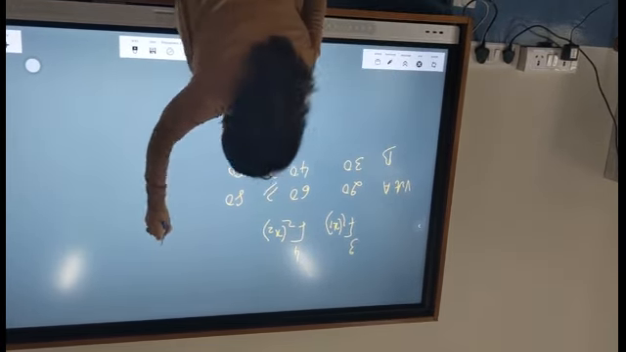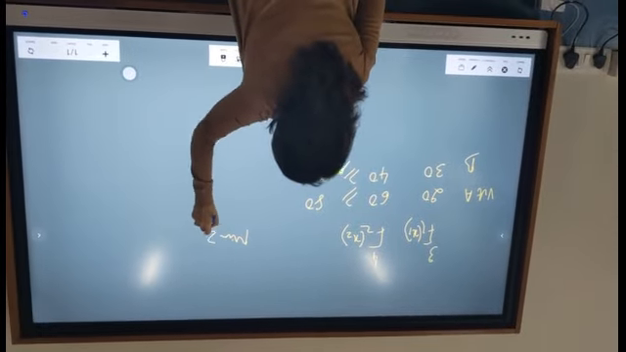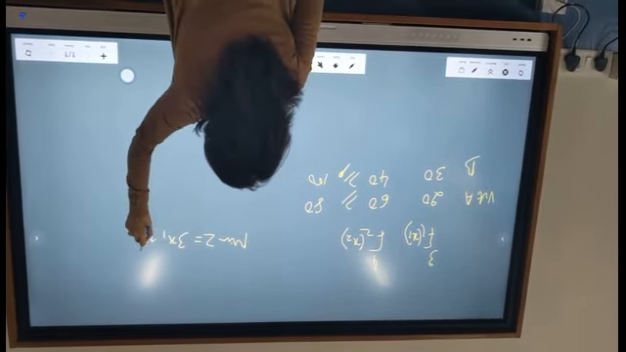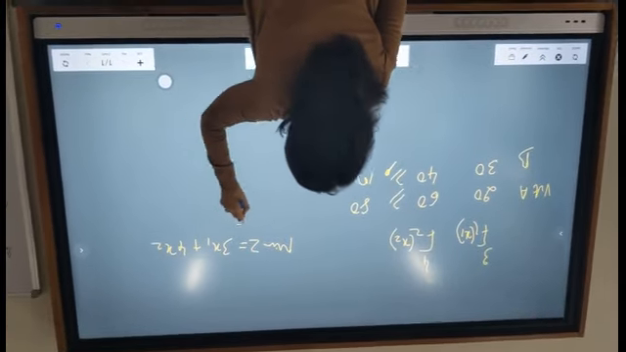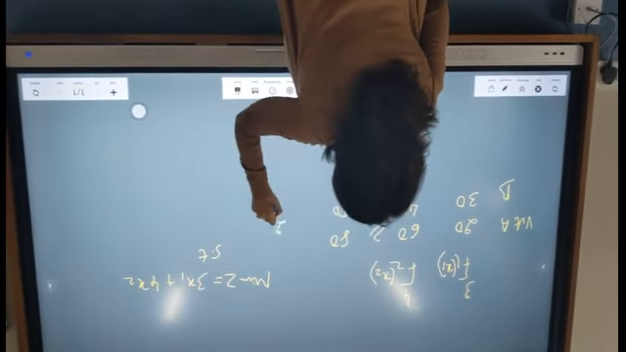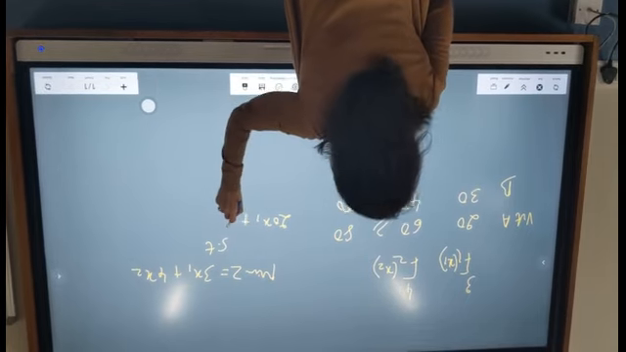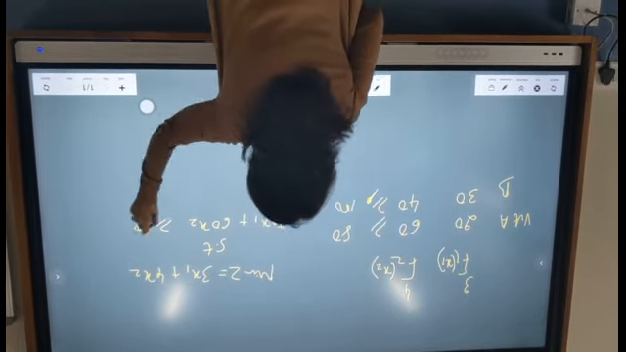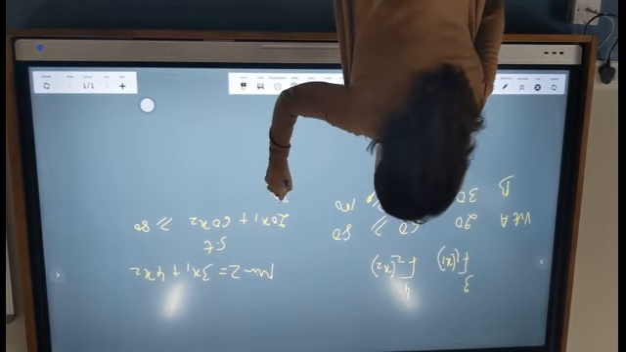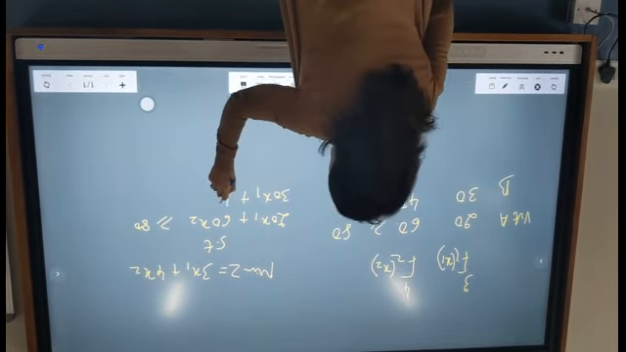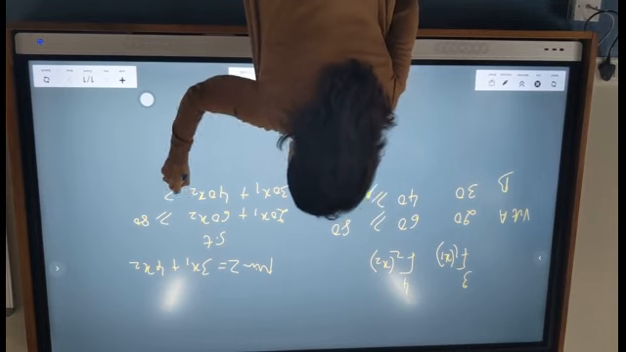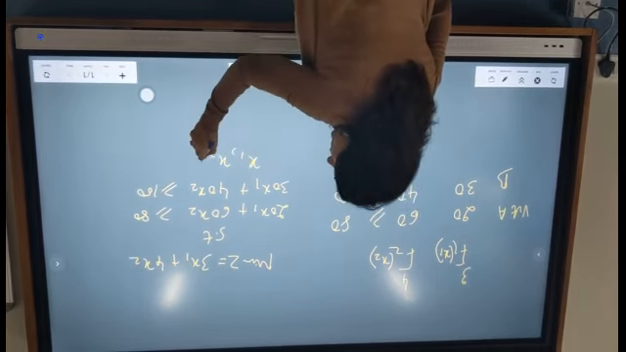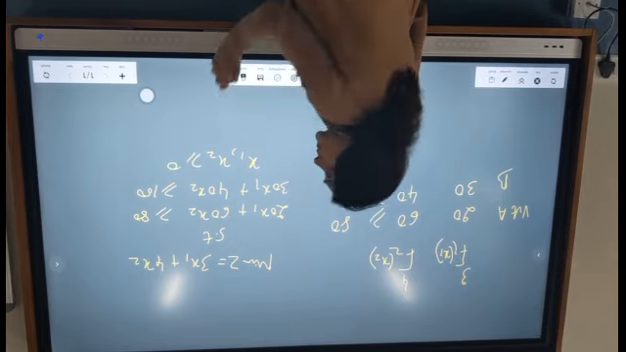So minimize z equal to 3x1 plus 4x2 subject to 20x1 plus 60x2 greater than or equal to 80, 30x1 plus 40x2 greater than or equal to 100, x1, x2 greater than or equal to 0.